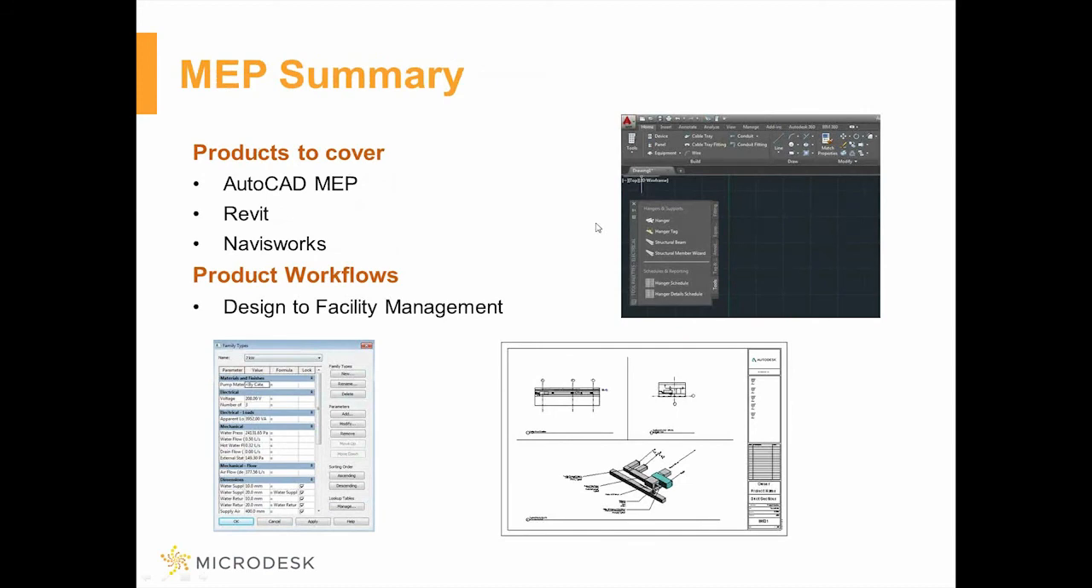So in summary, I touched a little bit on the new features in AutoCAD MEP, some of the new features in Revit and in Navisworks, and looked at a few items in the application to see how we could use this specifically for setting up our project for construction documents and setting up our project for a facility management model and organizing those parameters in that facility management model.